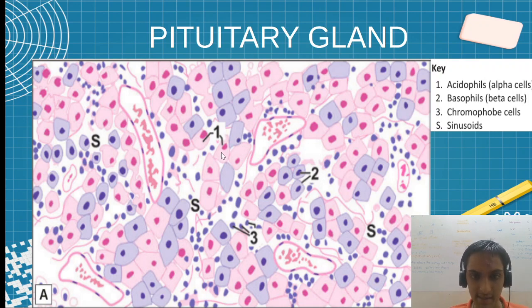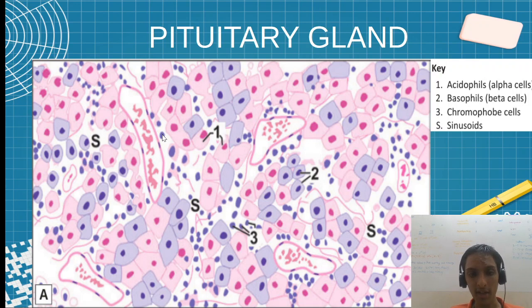In the diagram you are seeing a number of pink color cells and blue color cells. Here the pink color cell is the alpha cell or the acidophil. The blue color cell here is the beta cell or the basophil. And this dark blue color dots, you are seeing a number of dark blue color dots here, here and here. These are nothing but our chromophobe cells.